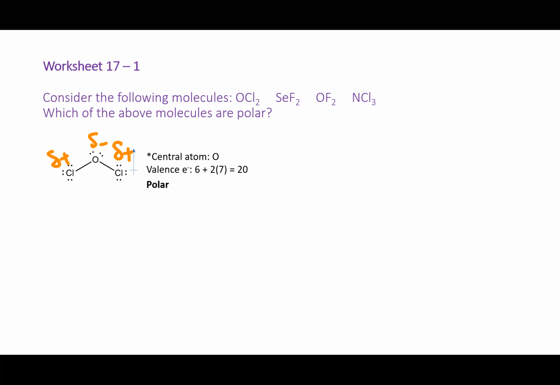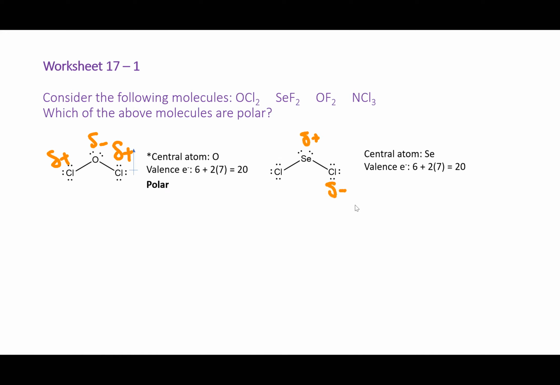So take a look at SeF2. So our central atom is selenium, and our valence electrons is equal to 20, so we get a molecule that looks like this. So again, a bent-shaped molecule. And because here selenium is less electronegative compared to the fluorines, you're actually going to have a partially positive charge here and a partially negative charge for each of the fluorines here. Because the fluorines are more electronegative, they're going to draw more electron density closer to itself, and it's going to pull away some of the electrons from the selenium, making it partially positive.